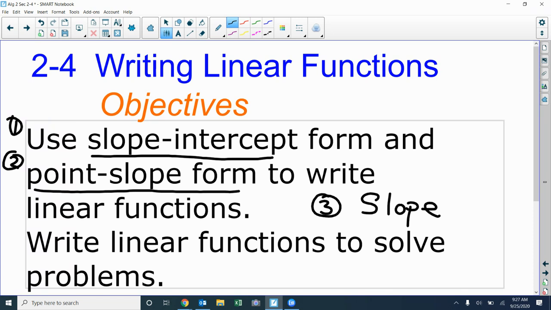Point slope form is a little different. It's y minus y1 is equal to your slope m, quantity x minus x1. I'll show you that here in a second. You don't need to worry about that. And of course, slope is change in y over change in x, which we'll talk about here in a second.